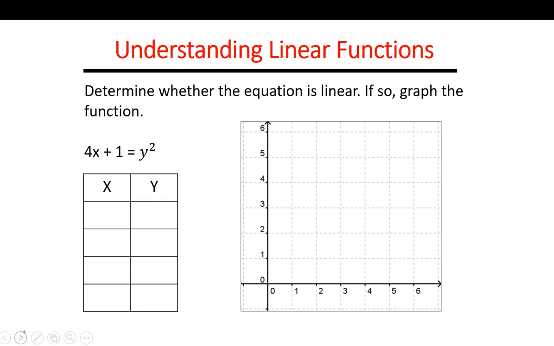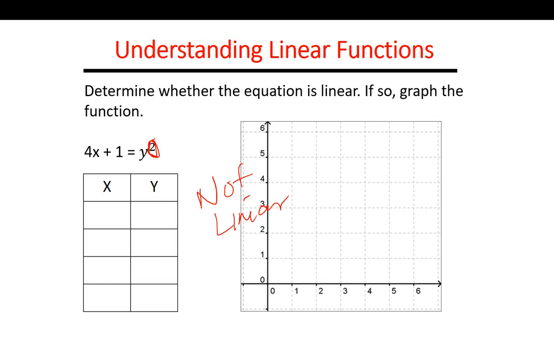So here we determine whether the equation is linear or not. If so, graph the function. Again, what we see here is that something is squared. If something is squared, or to the third power, any power at all, we know that equation is not linear, and there is no need to graph it, since we only graph linear functions. So because it's not a linear function, we can move on. Sub, give them a moment to copy this down before moving on to the next slide.